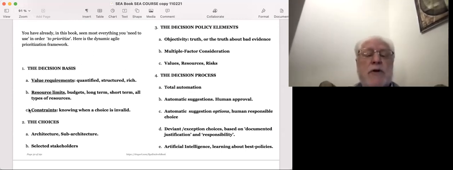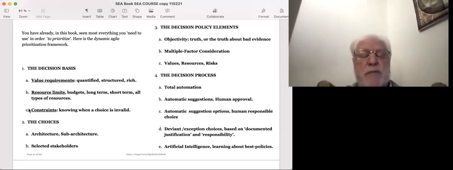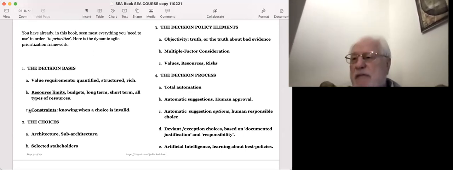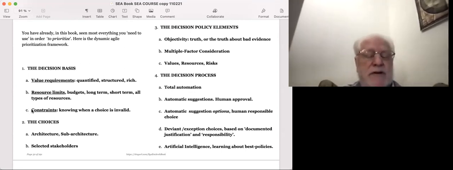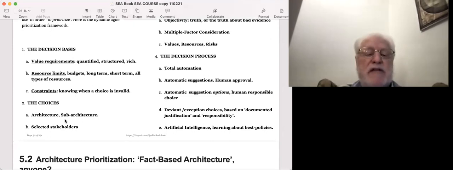We also have to know our constraints. You know, is the European law GDPR for privacy valid for the Smithisstop project? Yes or no? Some people don't take that very seriously either. So this set of things is the basis for making priority decisions.